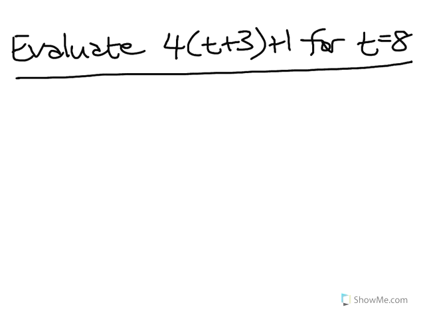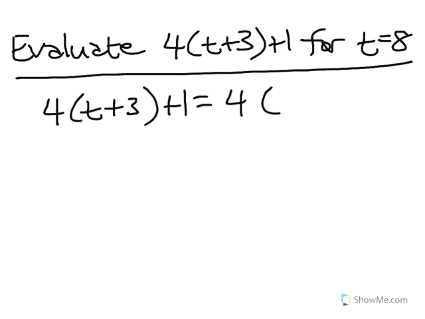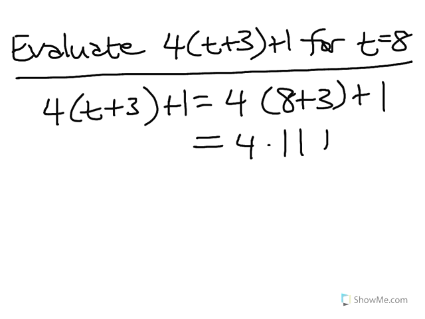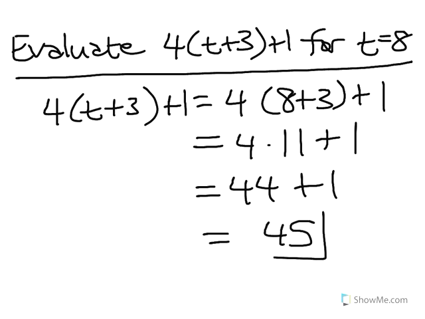Despite the greater level of complexity in this particular expression, the procedure remains exactly the same. First we write our expression as it was given, and then we rewrite it, making the appropriate substitutions. And now the order of operations guides us to the finish line. We have 8 plus 3 inside grouping symbols, which must be done first. 8 plus 3 is 11. Now we should multiply before we add. 4 times 11 is 44. And then 44 plus 1 is 45.